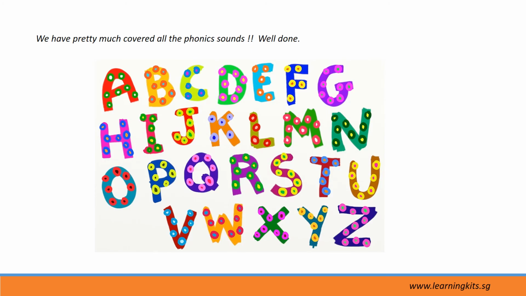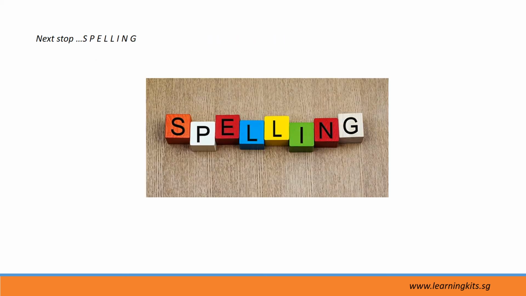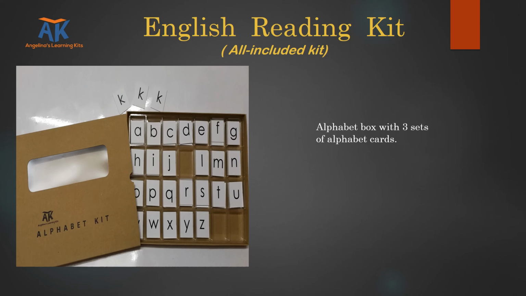Well, we have pretty much covered all the phonics sounds. Well done to us. So what's the next step? If your child knows all the phonics sounds and can read simple sentences, then the next step has to be learning to spell. So see you all in part 5 of our video series.